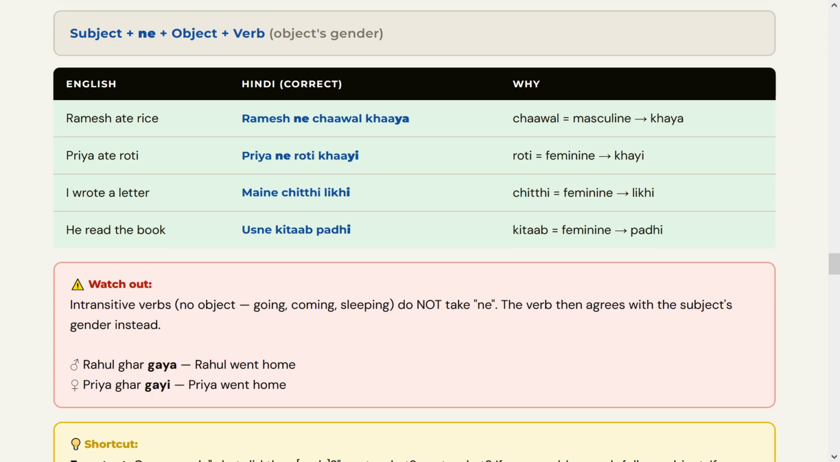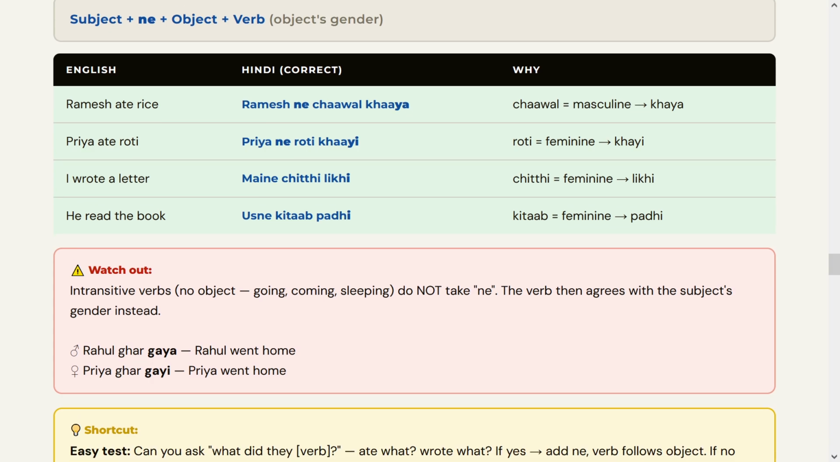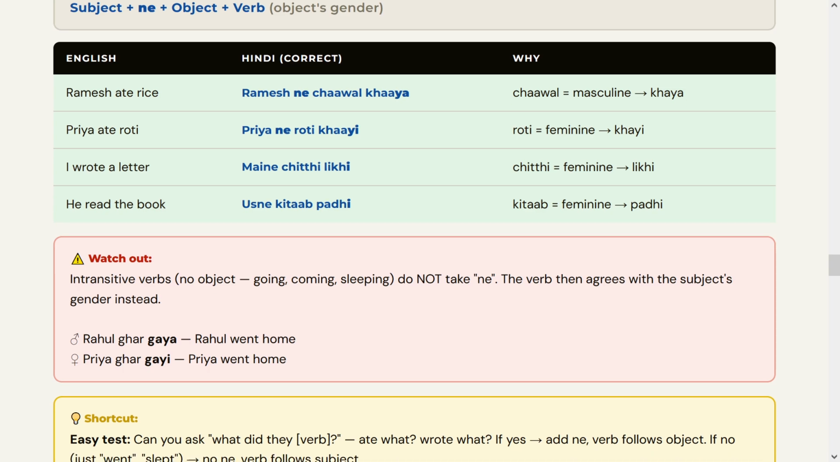Let those examples land. मैंने चिट्ठी लिखी. I wrote a letter. चिट्ठी is feminine, so लिखी. उसने किताब पढ़ी. He read the book. किताब is feminine, so पढ़ी.